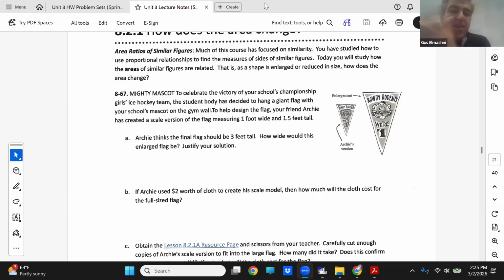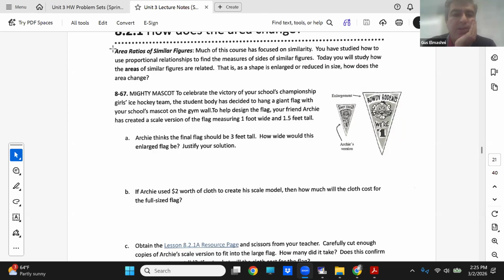Thank you, Anthony. So, my mascot. To celebrate the victory of your school's championship girls ice hockey team, the student body decided to hang a giant flag with your school's mascot on the gym wall. To help design the flag, your friend Archie has created a scale version of the flag measuring 1 foot by 1.5 feet. Okay, so this is one.